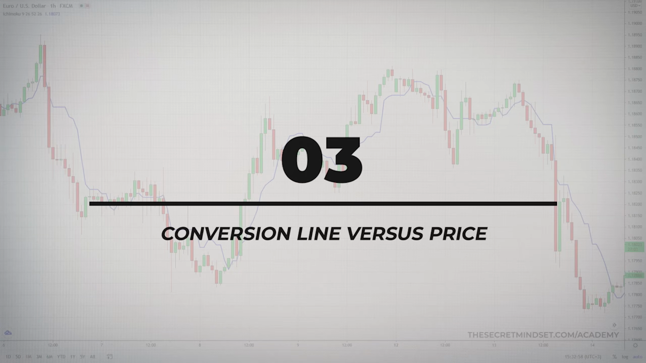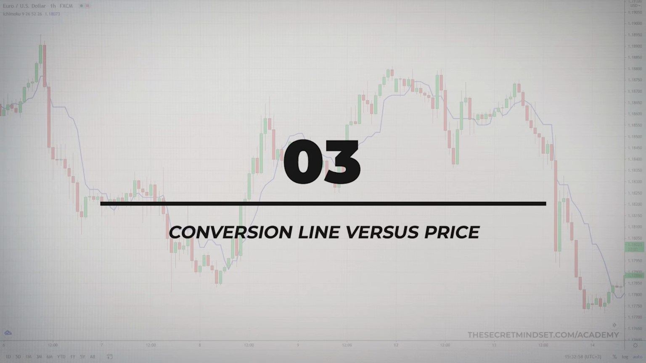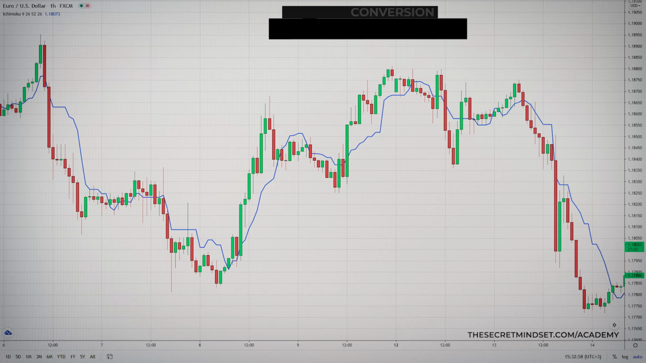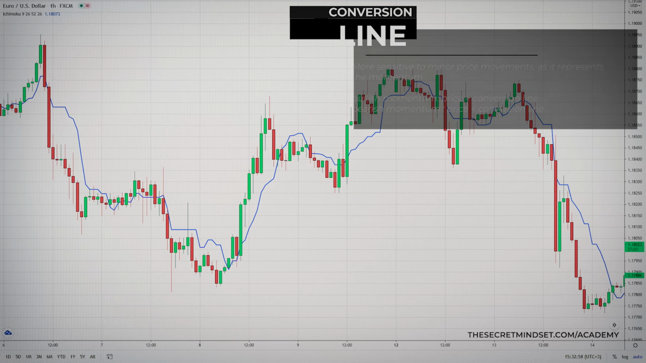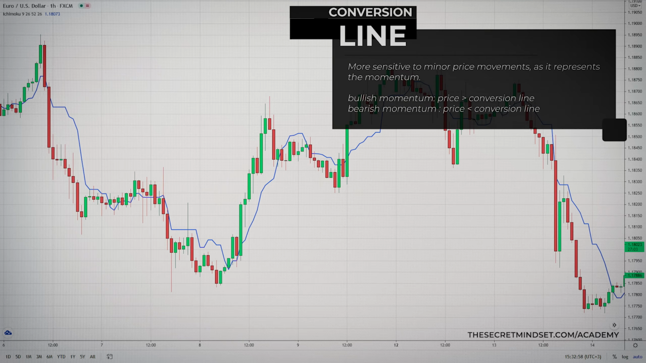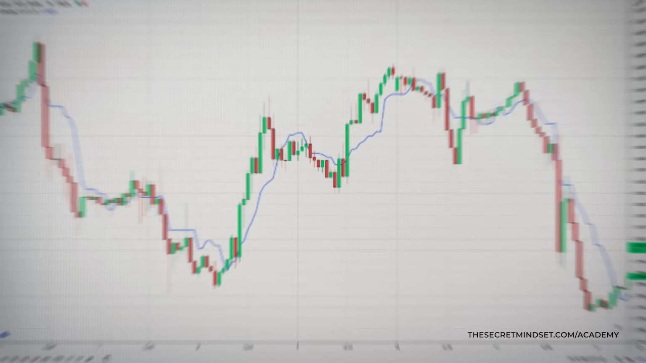Number 3. Conversion line versus price. Conversion line is more sensitive to minor price movements, as it represents the momentum. However, it can be used as a trend confirmation tool too. For example, if price is in a trend, it usually creates waves and moves back through conversion line to the baseline, and then bounces into the direction of the trend again.